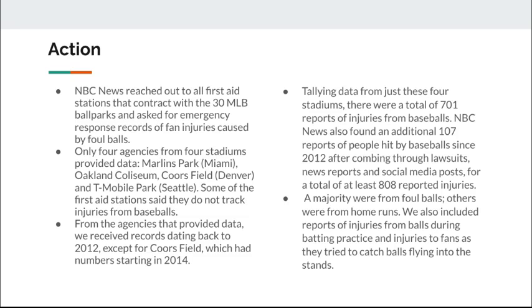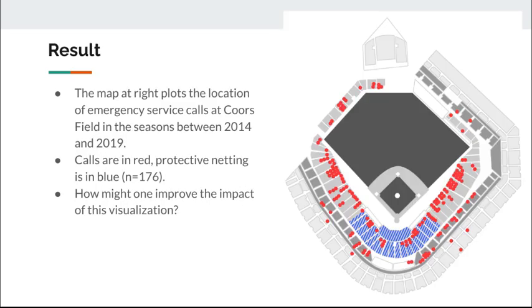Most of them were from foul balls. Some of them were from home runs. And so NBC created the map that you see here, plotting the location of emergency service calls at each stadium. This is the example for Denver between the 2014 and 2019 seasons.